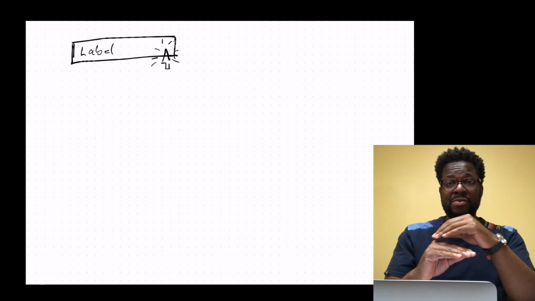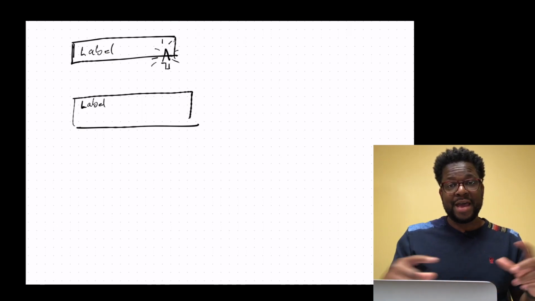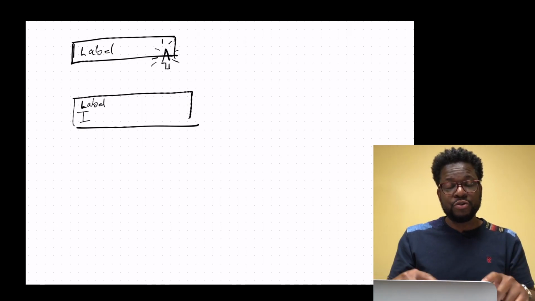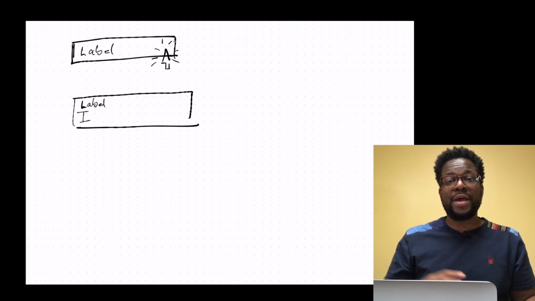And then that label, when the user clicks into the form field, will slide out of the way, and you'll see the user will be able to type a little bit better. Once the user clears their text away, the field will reset back to that initial view.